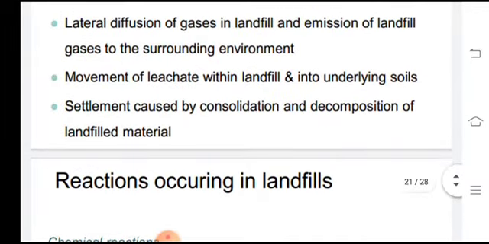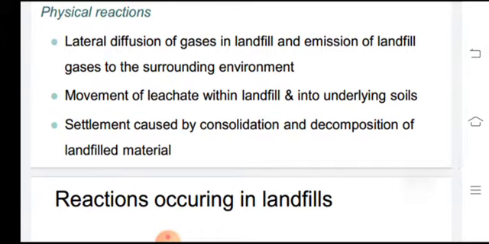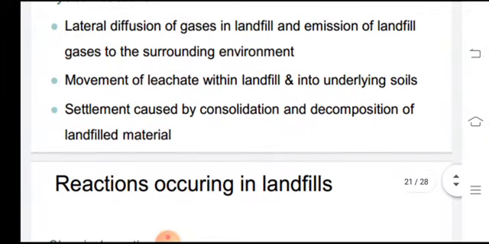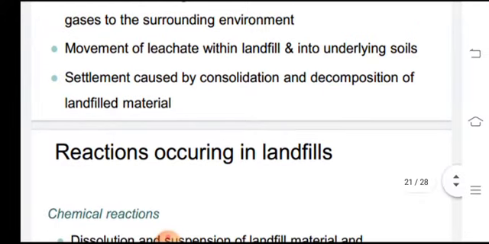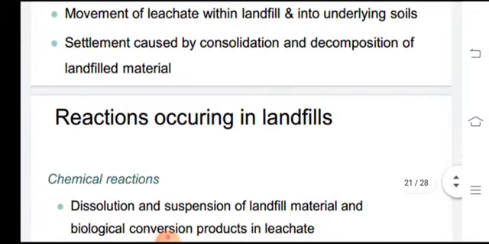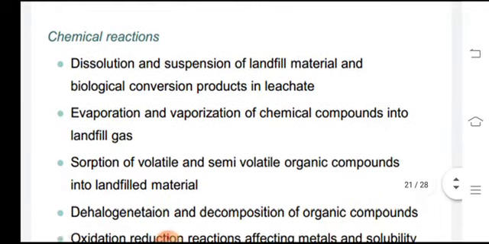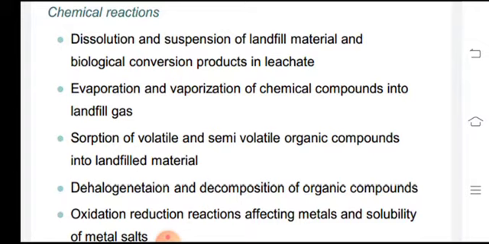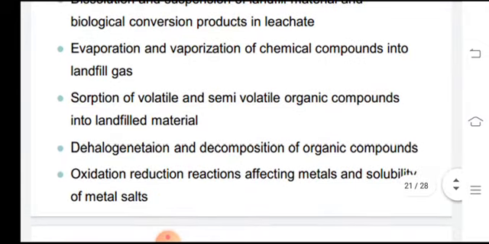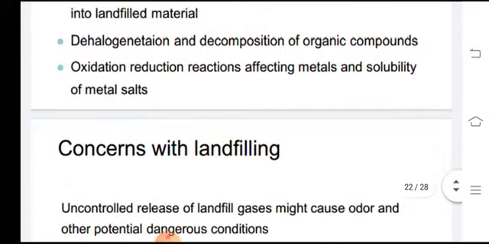So it is very important to understand what kind of reactions are going to take place, how the decomposition is going to take place, and what the possibilities are. Based on these guidelines and this analysis, we are going to plan our landfill filling process. Reactions occurring in landfills, so chemical reactions are again the same: dissolution, suspension of landfill material, evaporation, vaporization, absorption, dehalogenation, decomposition, oxidation, and reduction reactions.